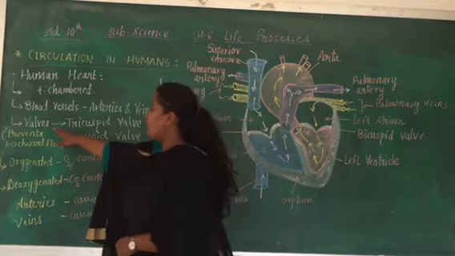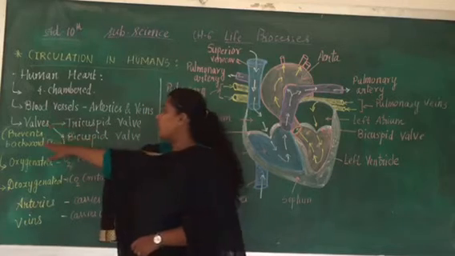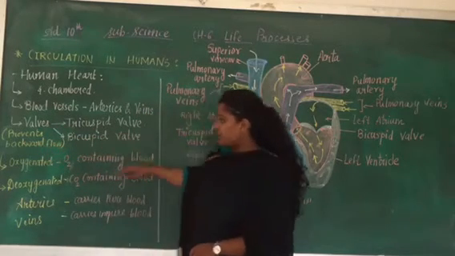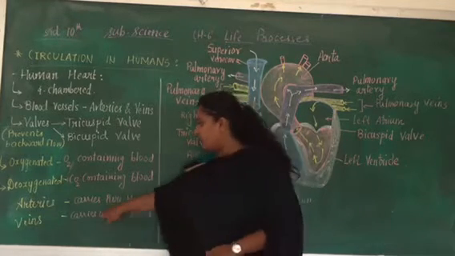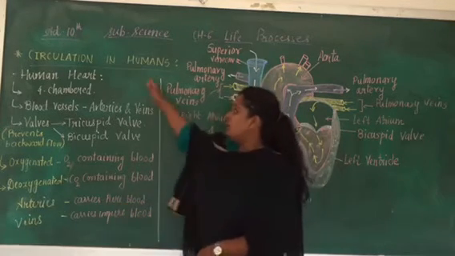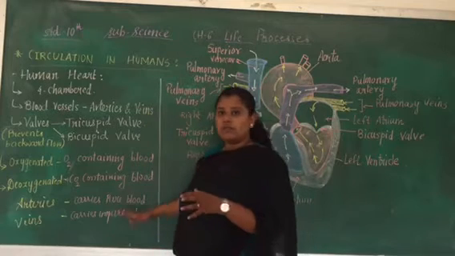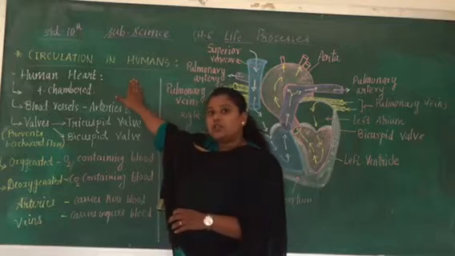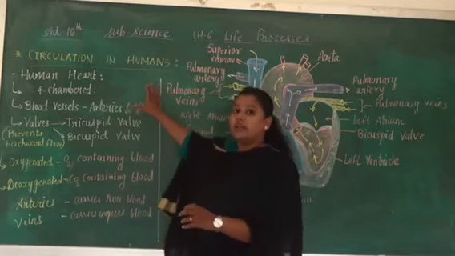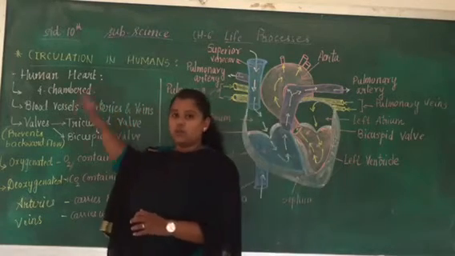So what is the function of the valves? It is to prevent the backward flow. Next, I have already written here, arteries carry pure blood, veins carry impure blood. So these are the important terms related to the human heart, and you need to understand and mention all these terms when you are writing the internal structure of the human heart.